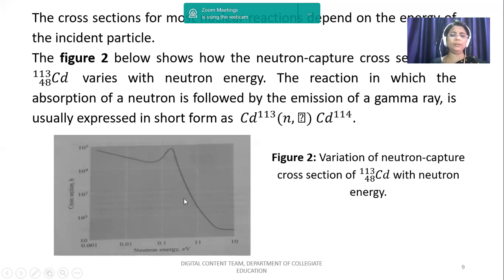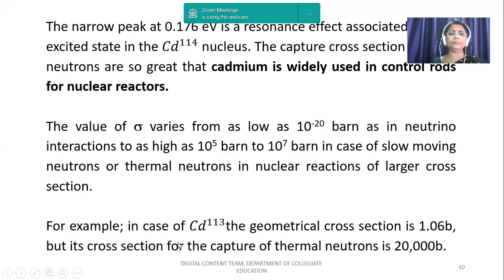So here, if you observe, at a particular energy of the neutron, which is around 0.176 electron volt, the resonance occurs. This resonance state tells that the formation of a compound nucleus takes place when cadmium-113 interacts with a neutron. It forms an unstable excited nucleus at the projectile energy of 0.176 electron volt. And here, the capture cross section for neutrons is so great that cadmium is widely used in control rods for nuclear reactors.